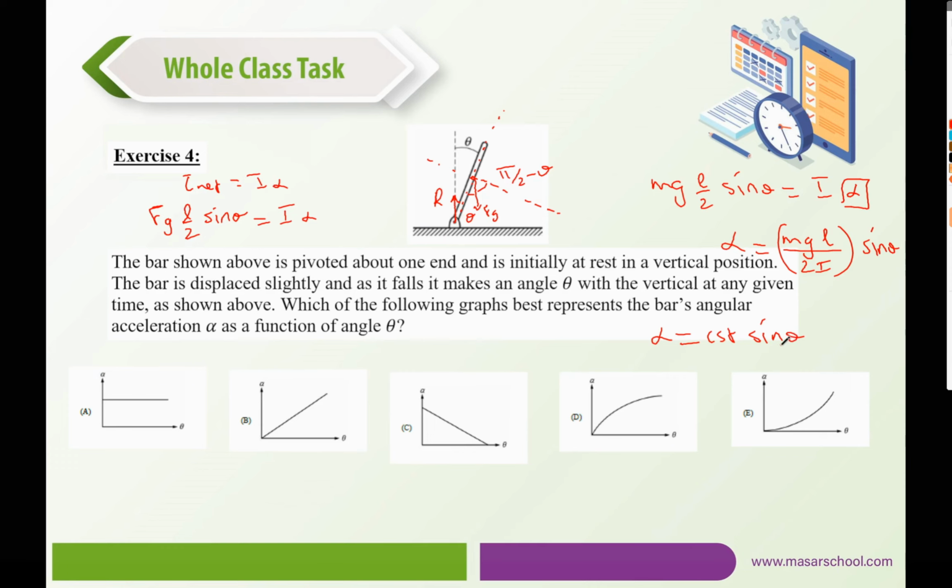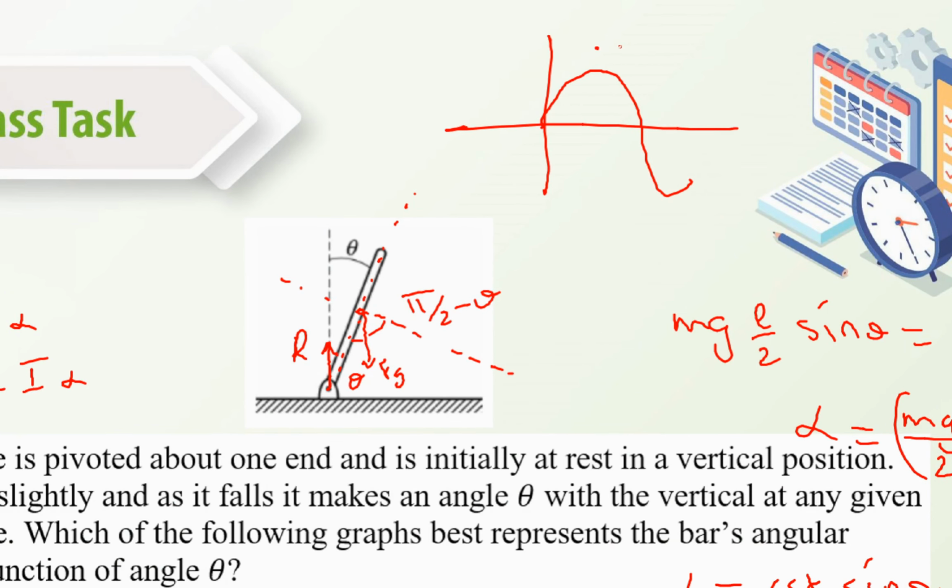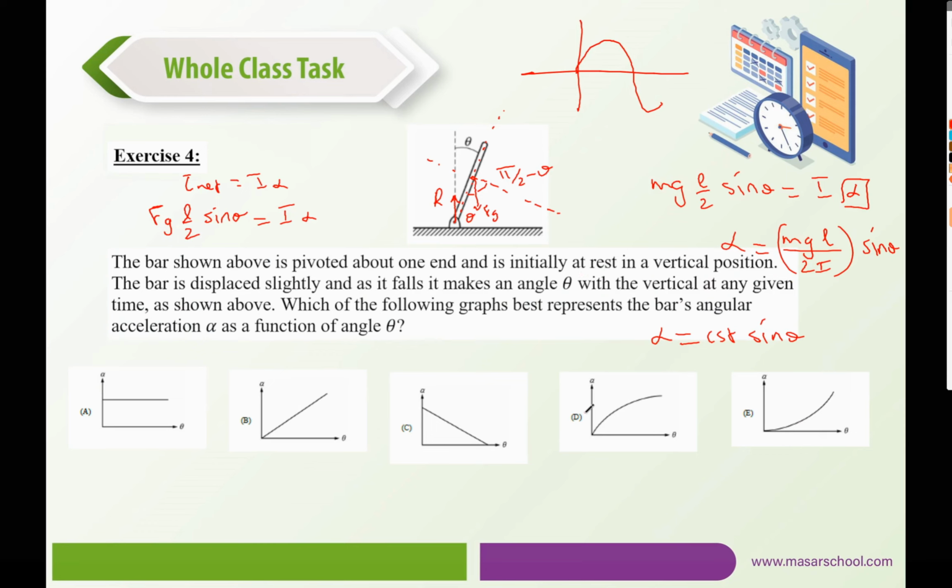So we need to understand how theta is being plotted. Now the sine theta function, if we're starting from 0, it has the following shape. So for the first part of the region, that's the shape of the sine theta function, and if you compare, that means that D would be the correct answer.